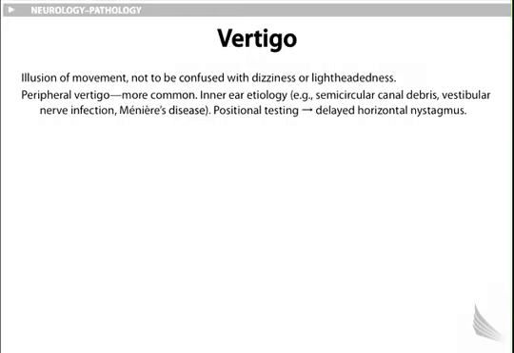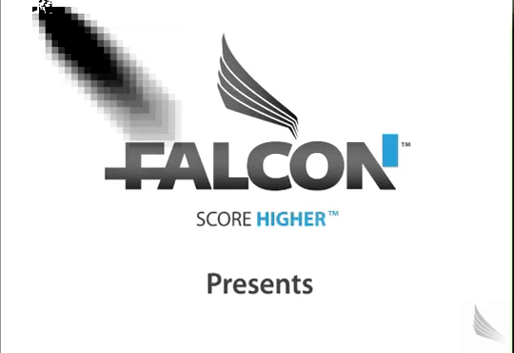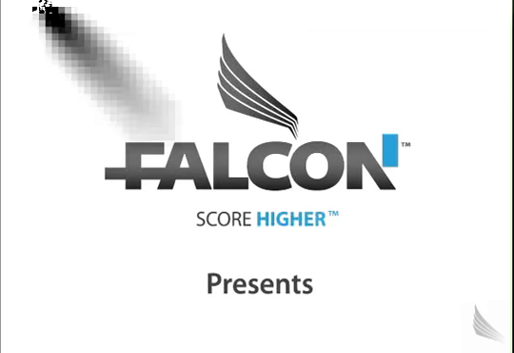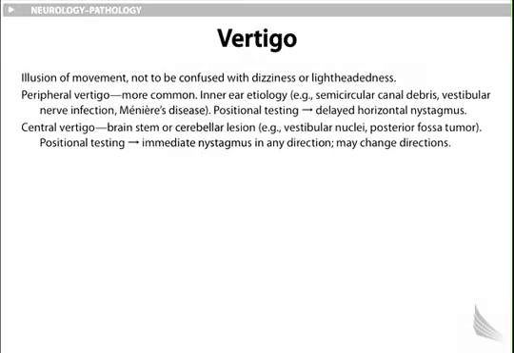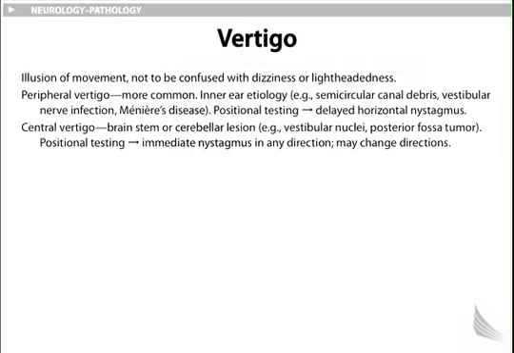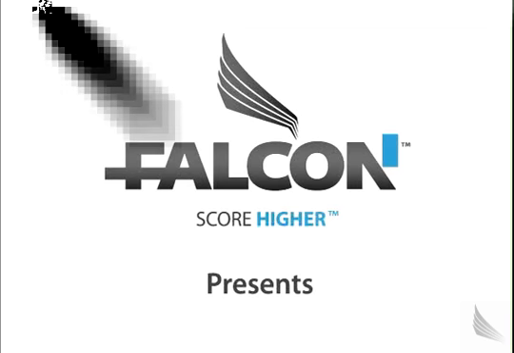Central vertigo is due to brainstem or cerebellar lesions, for example, a problem in the vestibular nuclei or a posterior fossa tumor. Positional testing will produce immediate nystagmus in any direction, and the directions may in fact change.